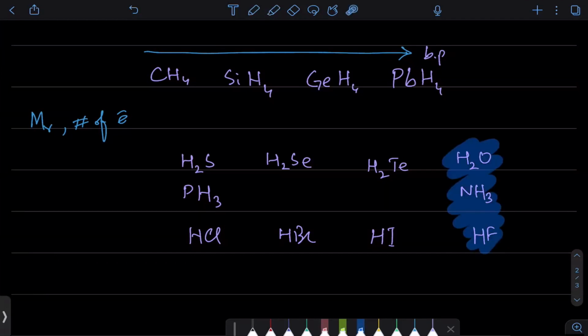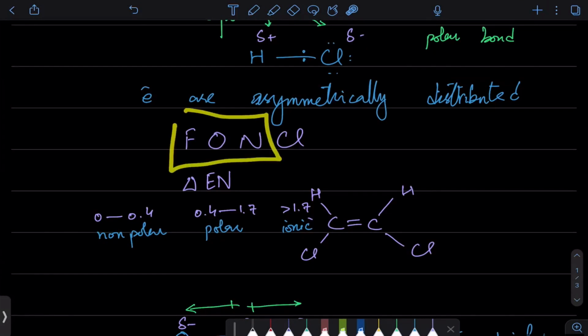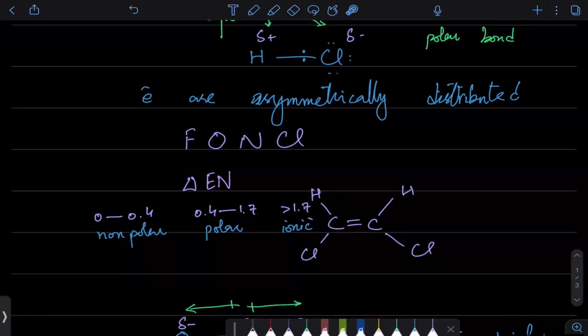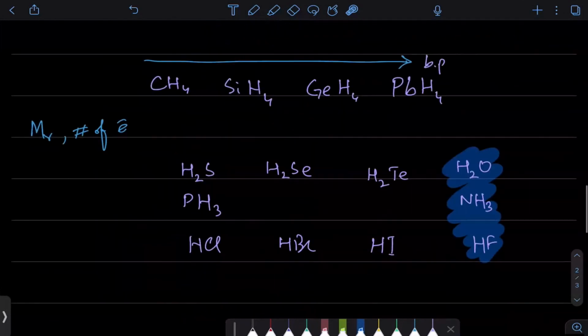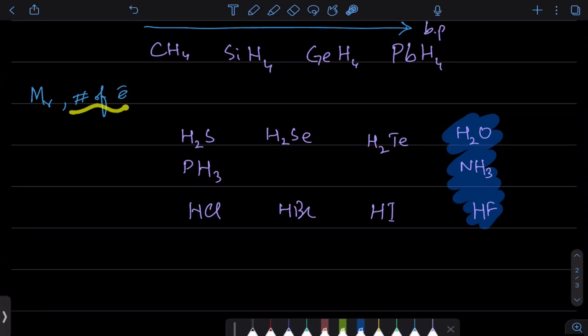Let's look at this. H2O, NH3, and HF. Have you seen them before? The three most electronegative elements making the highest boiling points of hydrides in their groups. This is some weird stuff going on. This is certainly not dependent on Mr. This is not dependent on the number of electrons. It is something special. And this something special has a name. We call it hydrogen bond.